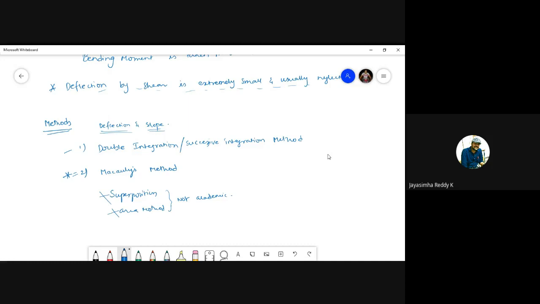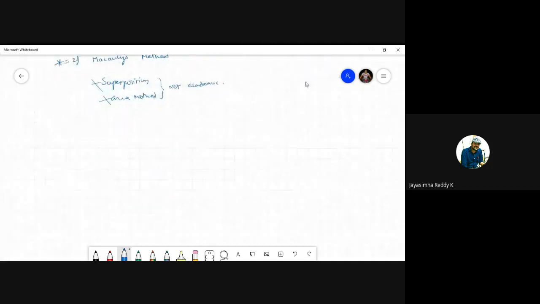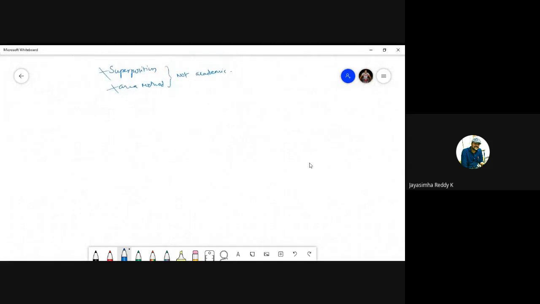Okay, is it clear, guys? So let us see the double integration method, how it works. So, double integration method, students. We have the equation of the elastic curve that we solved earlier. In the double integration method, the equation of the elastic curve is integrated twice to obtain the deflection of the beam at any cross section.